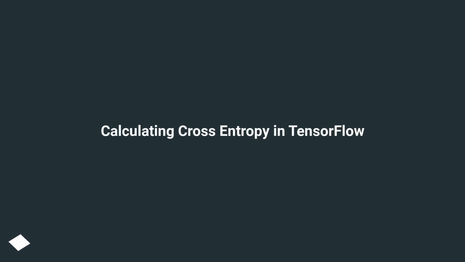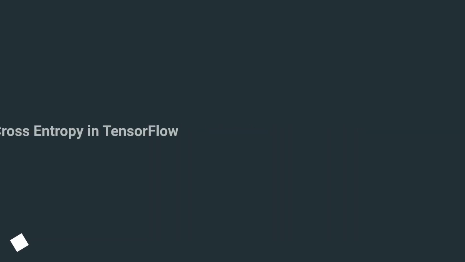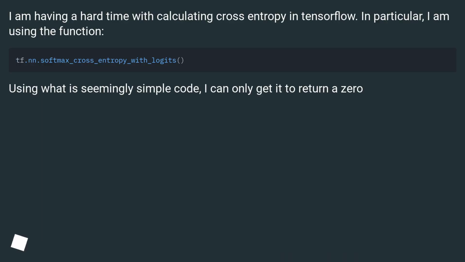Calculating cross-entropy in TensorFlow. I am having a hard time with calculating cross-entropy in TensorFlow. In particular, I am using the function. Using what is seemingly simple code, I can only get it to return a 0.